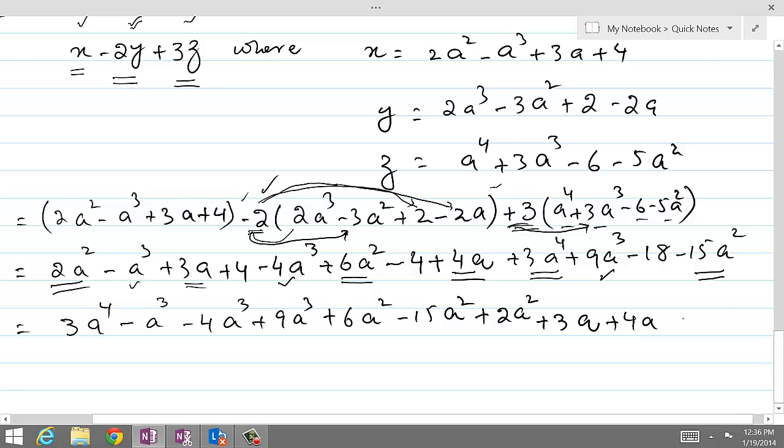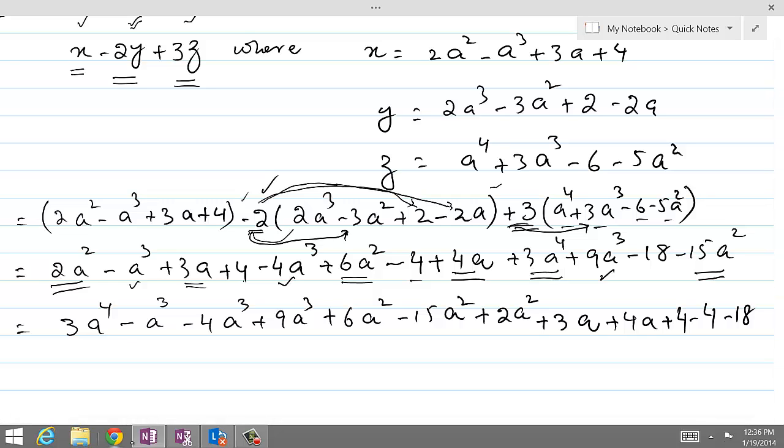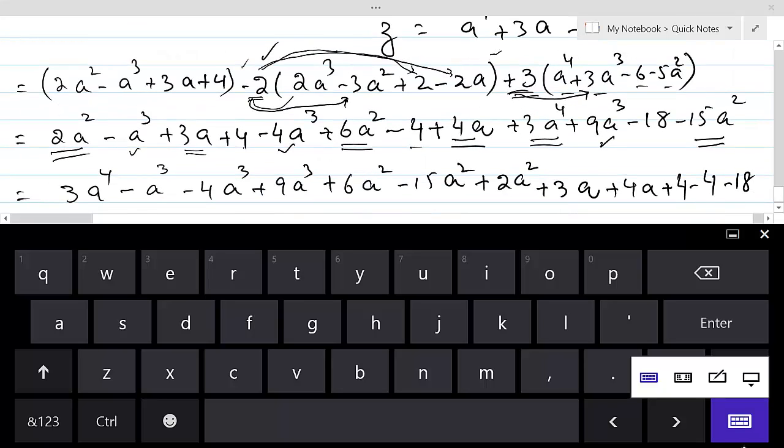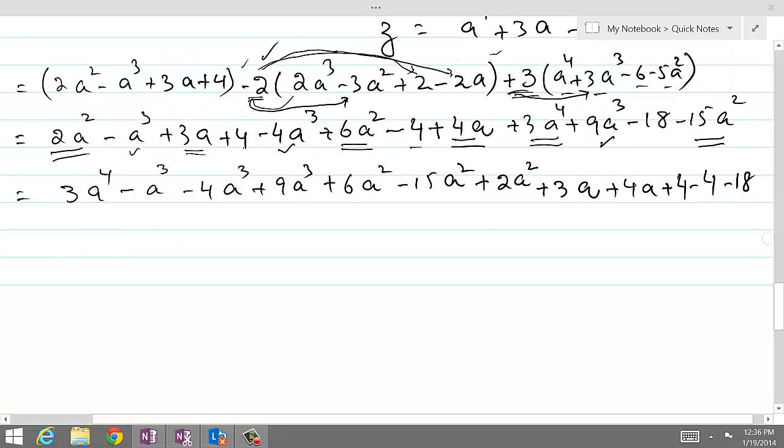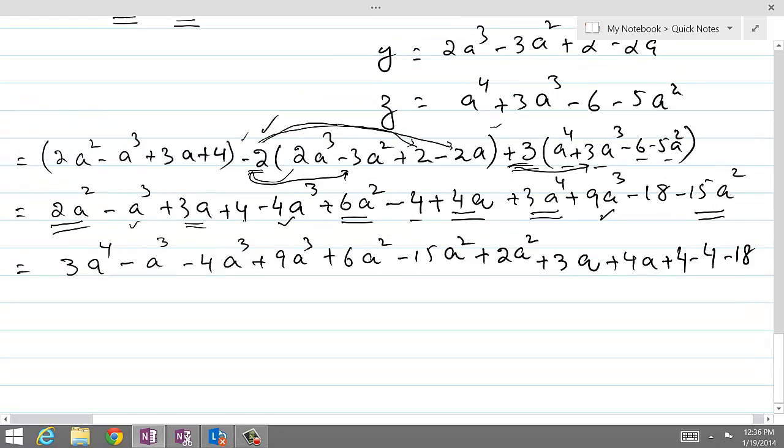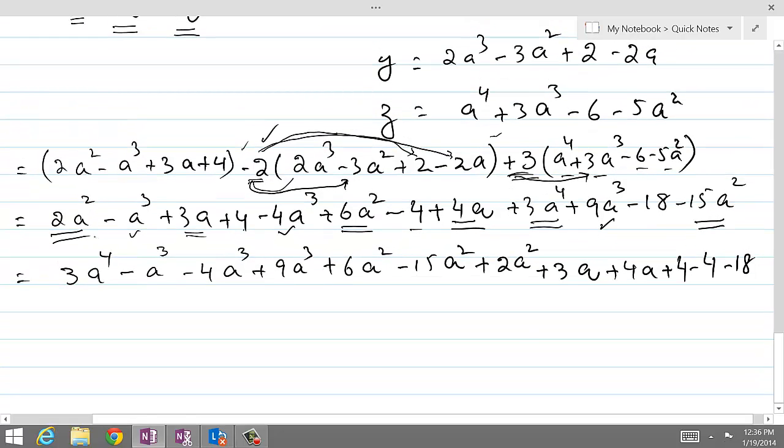And now we just need to take a look at the constant terms. The constant terms are plus 4 here, then minus 4 here, and minus 18. So we are done. If you want to check whether you have included all the terms, you can count them: 1, 2, 3, 4, 5, 6, 7, 8, 9, 10, 11, 12. So these are 12 terms here, and there should be 12 terms up there.